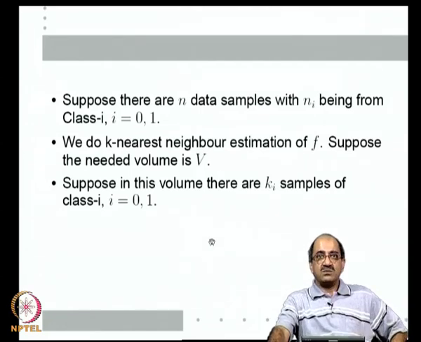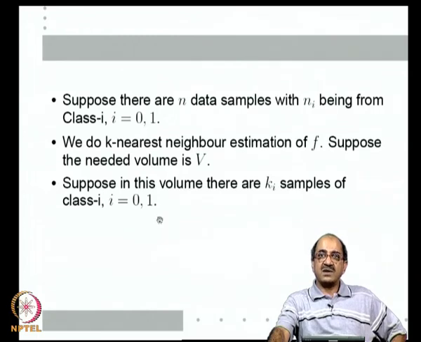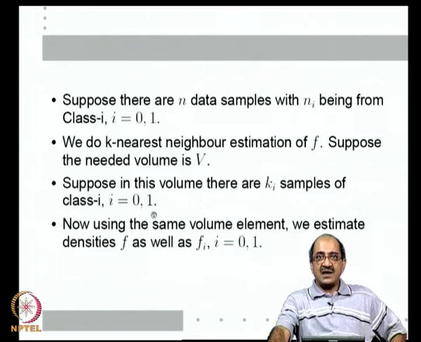Suppose in this volume, in which I know there are k neighbors of x, k I of the neighbors are of class I. So, k 0 from class 0 and k 1 from class 1. Now, let us say using the same v I can estimate f as well as f I, because for f I have n I samples of which k I are in this volume, and for f I have n samples of which k are in this volume. So, using the same volume I can simultaneously estimate f 1 as well as f 0, right.